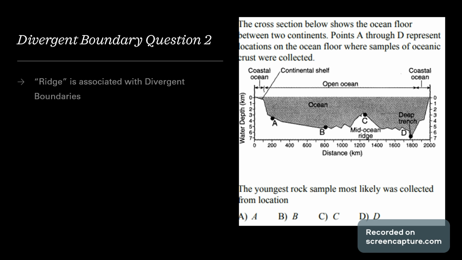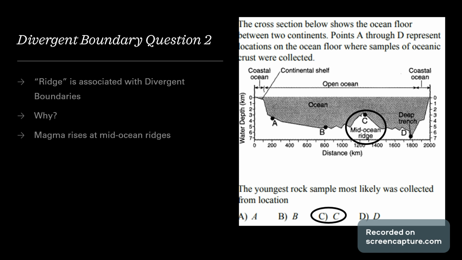Now, what I want to focus on here is that word ridge. Ridge is always associated with divergent plate boundaries. So I'm going to go with C, because when we look at this term ridge, that is going to be where the center of our divergent plate boundary is. And what's really cool is C is built up a lot. It's up higher than A, B, and D. So we have magma coming up to the surface and stacking new rocks on top of each other.